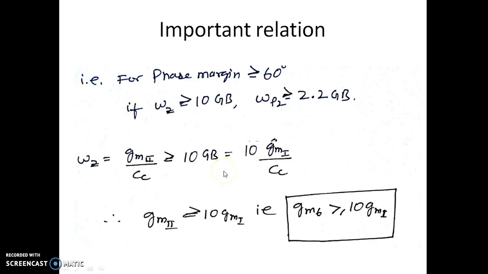So by equating these two equations, we'll get gm2 should be greater than or equal to 10 times gm1. So this gm2 is nothing but gm6, and this gm1 is the gm of the first transistor of the first stage. So gm6 should be at least greater than or equal to 10 times gm1. This will make sure that the zero is located 10 times greater than the GB value.